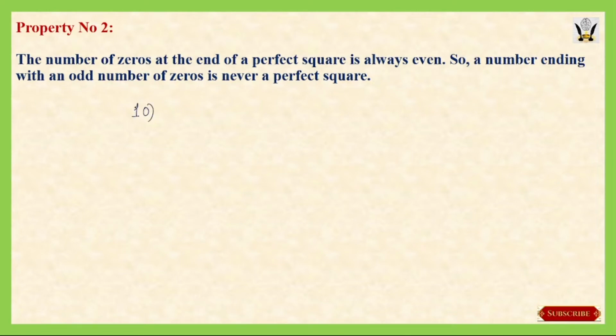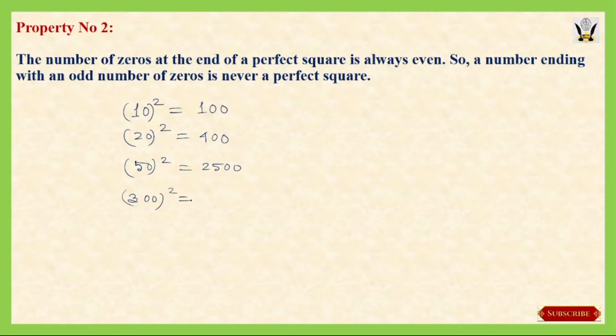If I take 10 and then take the square of 10, it is 100. Fine. Now if I take 20 and take the square of that, it will be 400. If I take 50 and take the square, it will be 2500. If I take 300 and take the square, then it will be 90,000.